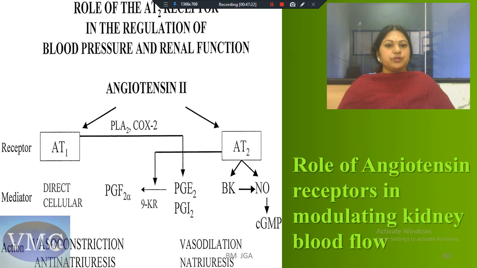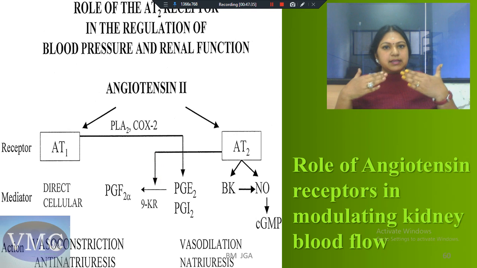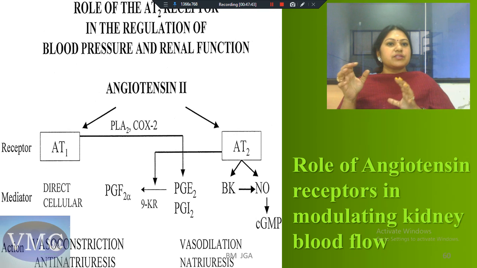So, the role of angiotensin receptors in modulating kidney blood flow. Here I told you it causes the maintenance of the regional blood flow too. When it acts on the AT2 receptors, it causes nitric oxide formation and cyclic GMP formation. This causes vasodilatation and natriuresis. So the overall action is a balance between these two actions, and it increases the GFR as well as ensures that the regional blood flow of the kidneys does not get disturbed or affected. This is the balancing action of angiotensin II on the kidneys.